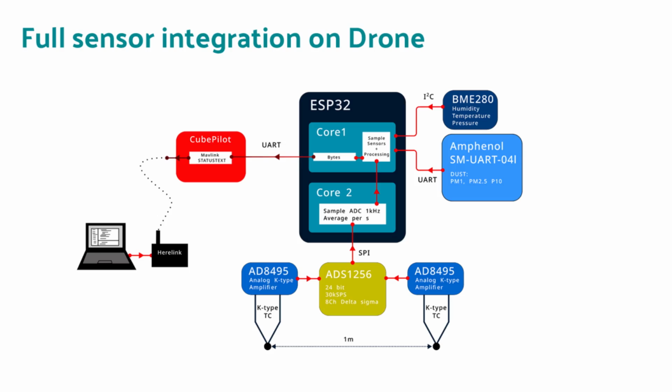Here you see a schematic showing how all the components are connected. The sensors are connected to an ESP32 microcontroller, which collects the data and performs some basic pre-processing. This processed data is then sent to the CubeOrange flight controller, which transmits everything to the ground station using the existing Mavlink telemetry. This means that no additional hardware is needed to send the sensor data.